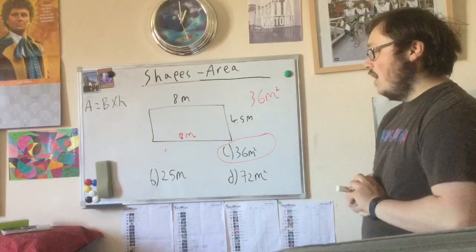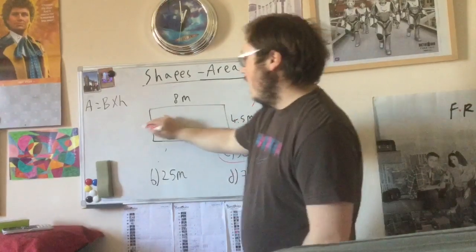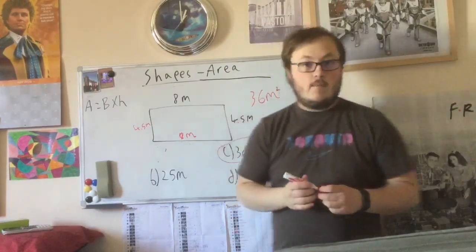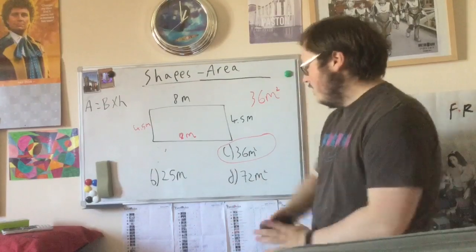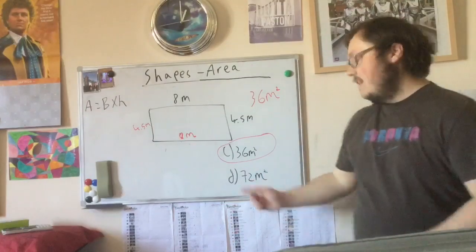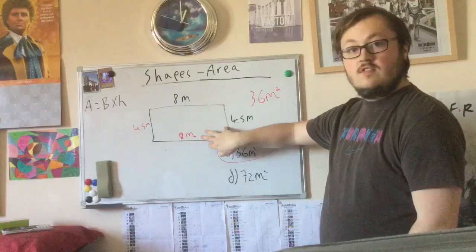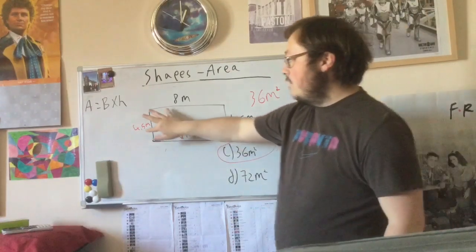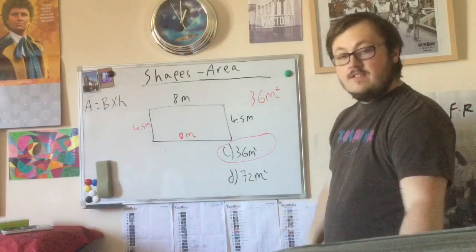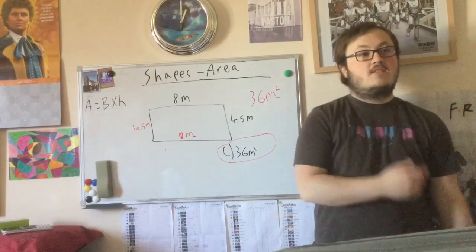So how did the other answers come about? Well, for 25 metres, the person actually worked out the perimeter, because once you add all those sides together, you will end up with 25 metres. So that's how they got that answer. But how about 72? Well, what this person did is they actually worked out the area by multiplying these two sides together and then added these two sides multiplied together as well. So 36 add 36 gets you 72. The correct answer you should have got was 36 metres squared.